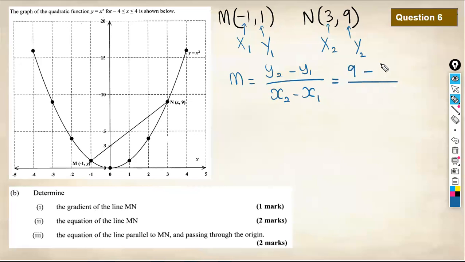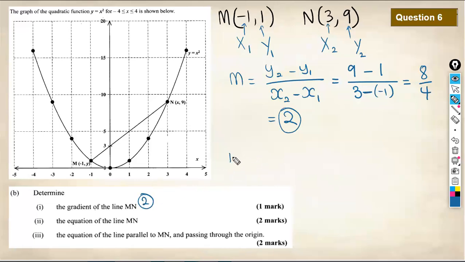9 minus 1 for the y's, divided by... this is where some people were making a mistake. Remember the formula has a minus sign, but x1 is negative, so 2 minus signs come together. So we get 8 over 4. The gradient is 2, guys, not 4. A lot of people were saying 4, so I now know where the mistake was being made. So we have the gradient.